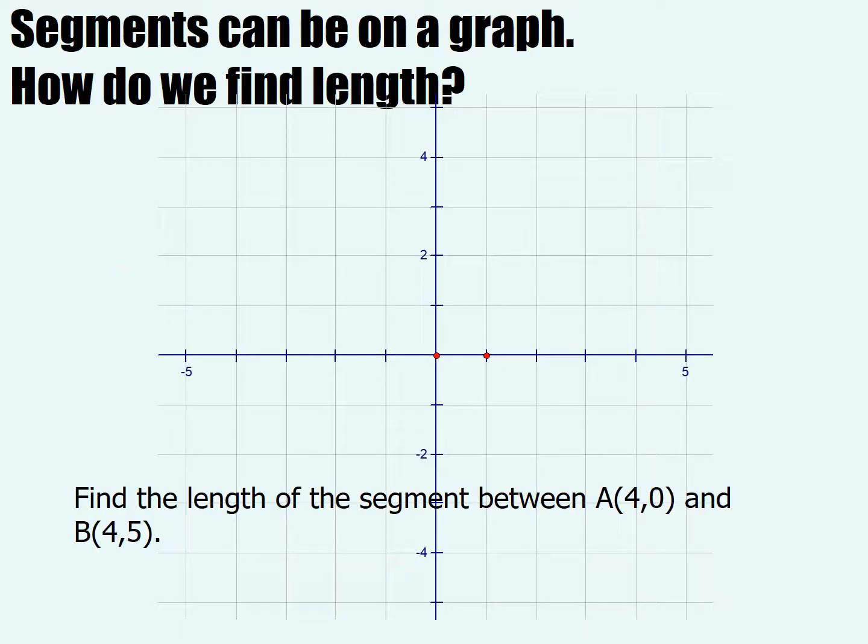So when we talk about finding distance, we're going to be talking about finding the segment length. Segments can be on a graph, and how are we going to find that length? For example, let's find the length of the segment between the point A, which is (4, 0), and the point B, which is (4, 5).